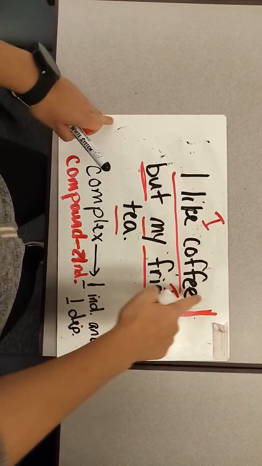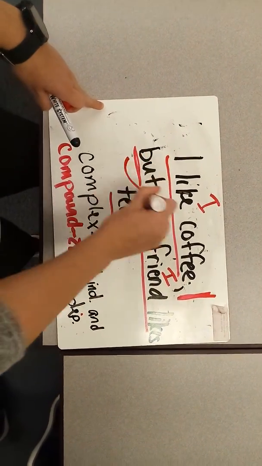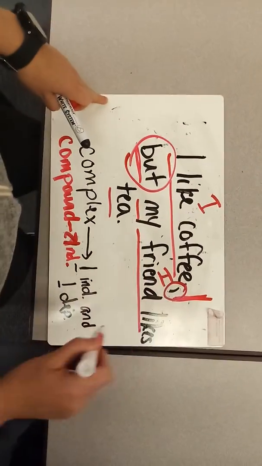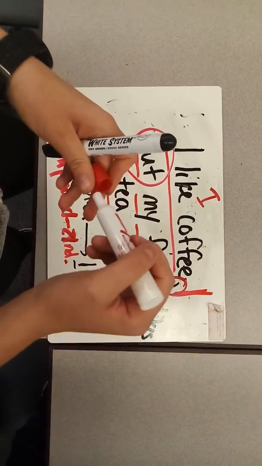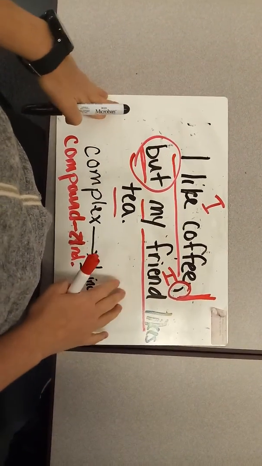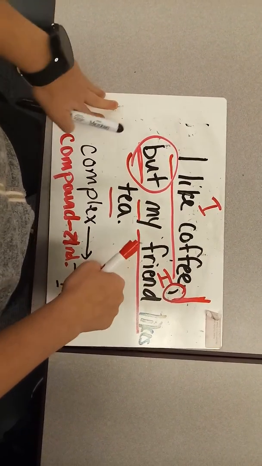I like coffee, but my friend likes tea. Notice here for this compound sentence, we have a but. We have commas here. Make sure that these are correct. Otherwise, you're going to give yourself a lot of comma splices. If you don't know what those are and you feel like you have those, go check out the other video.